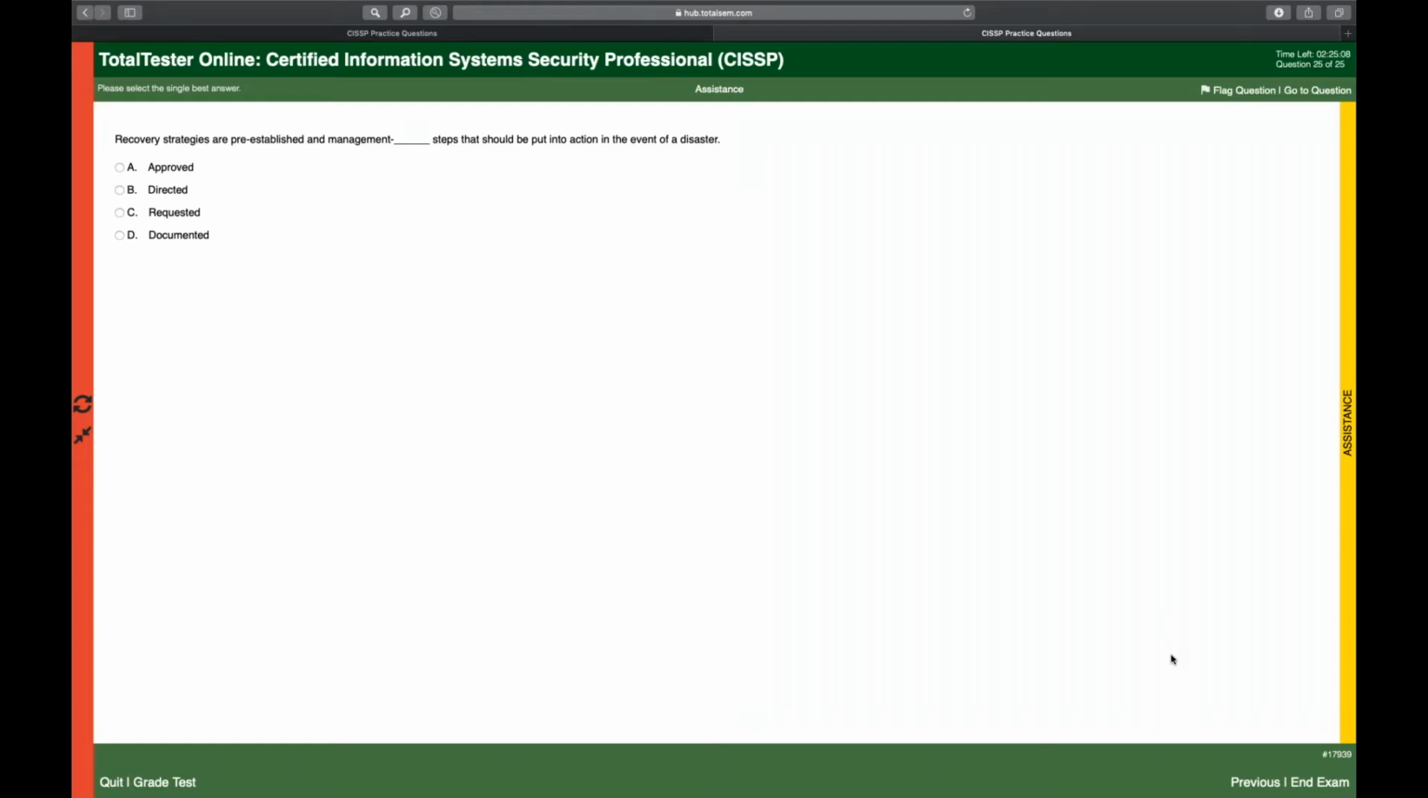Alrighty. Ready. All right, go. Alpha. No, not alpha. Yeah, I saw a question like this before, where I felt like managers direct. They don't implement, but they direct the implementation. But we were wrong, and it was approved. Managers approve these things.